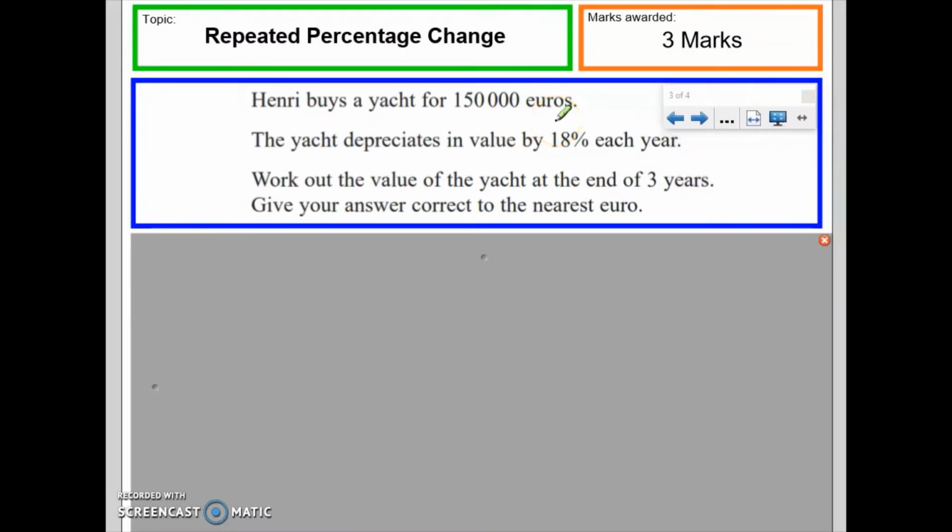Another topic that seems to be assessed every single series of exams is repeated percentage change, often in the form of a compound interest question or often including this mathematical keyword depreciates, meaning that the value decreases. Could you have a go at this repeated percentage change question? Could you pause the video now, please?